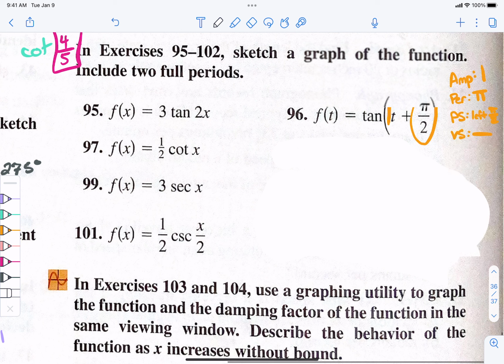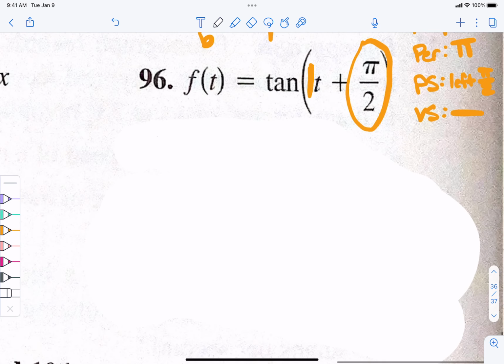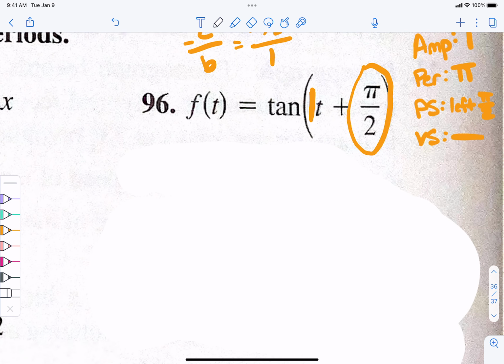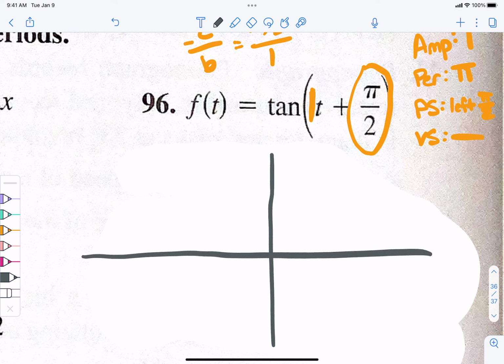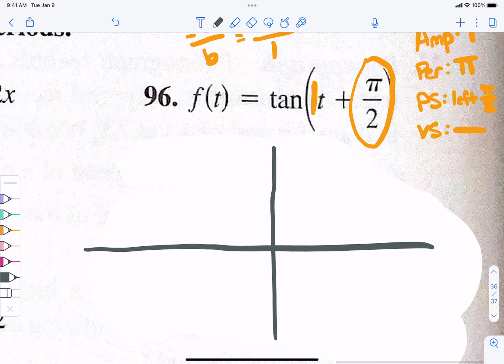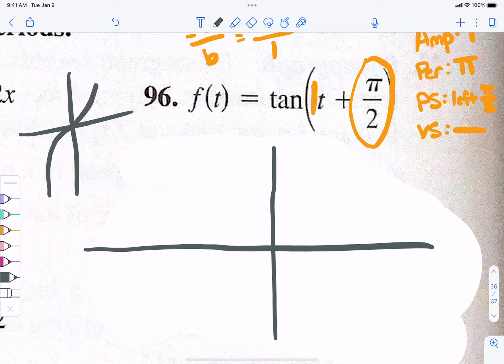Wait, so the amplitude is 1, the period is pi, which means it only goes pi over 2 on each side. The phase shift is left, right? I'm gonna start with left pi over 2, right? Do we add to both sides? Normally tangent does this. It goes uphill like this, right? And this is pi over 2 and negative pi over 2, right?